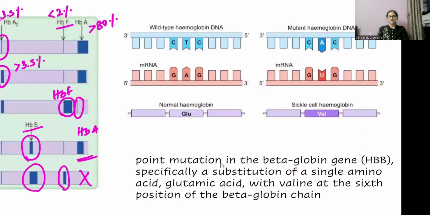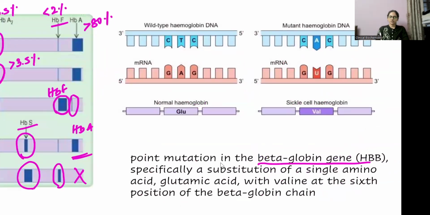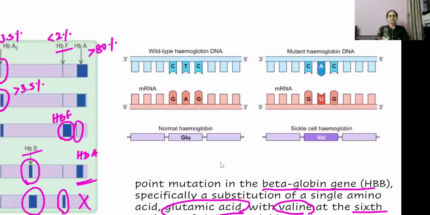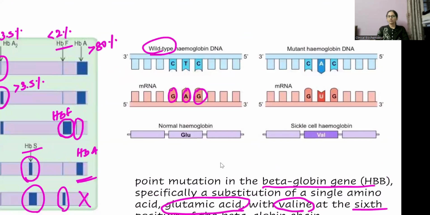In the beta globin gene, in the 6th position. Yes, in the 6th position, what do you find? Glutamic acid gets converted to valine. Yes, glutamic acid gets converted to valine. This wild type is the normal one. Okay. In normal hemoglobin mRNA, you have GAG and that is going to code for glutamate.